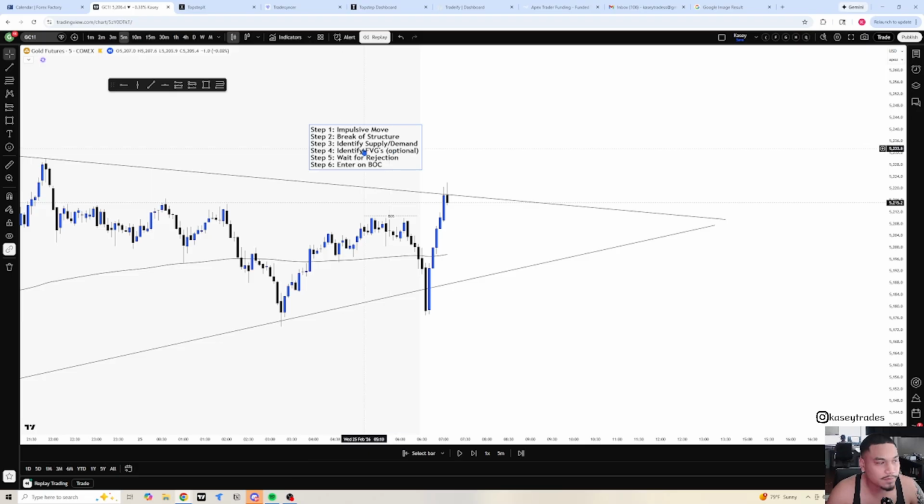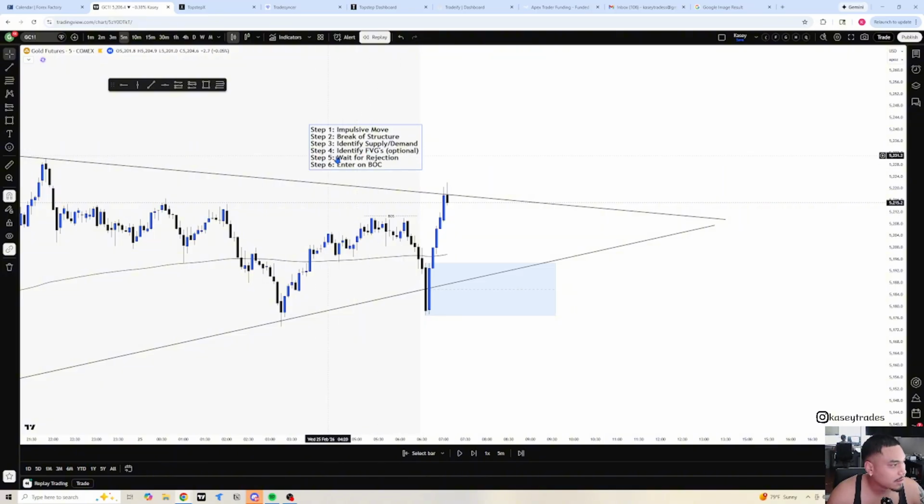Step 3, identifying our supply and demand. And if you guys haven't watched the last video I posted, the supply or demand, in this case, it would be the demand. It's the last bearish candle before the impulsive move up. So right here, it would be this last black candle before this impulsive move up, breaking structure right here. So now we have steps 1 through 3.